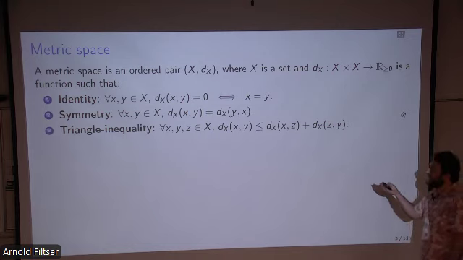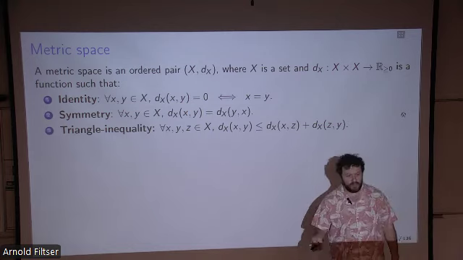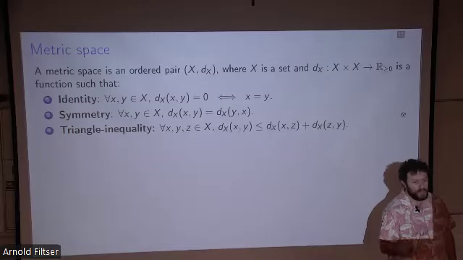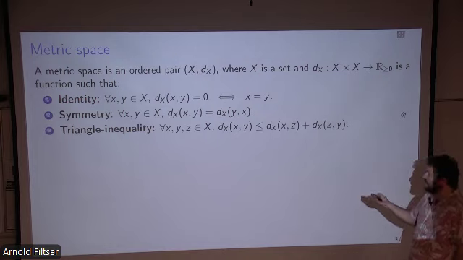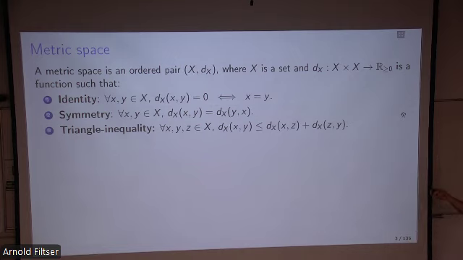The second axiom is that the distance is symmetric. The distance from x to y equals the distance from y to x. And the final one is the triangle inequality, which means given 3 points x, y, and z, the distance from x to y is at most the distance from x to z plus the distance from z to y. That is, going from x to z to y could only be longer than going directly.